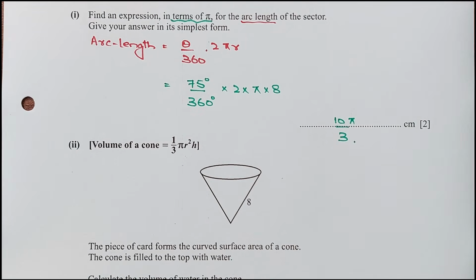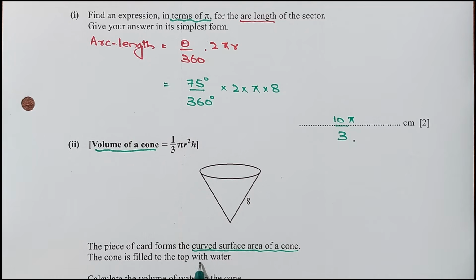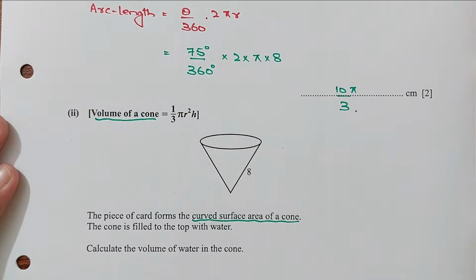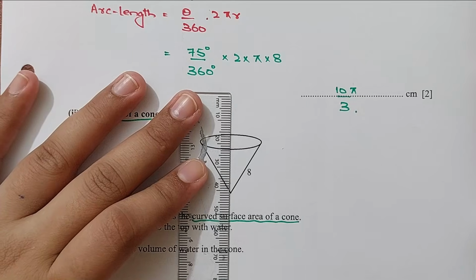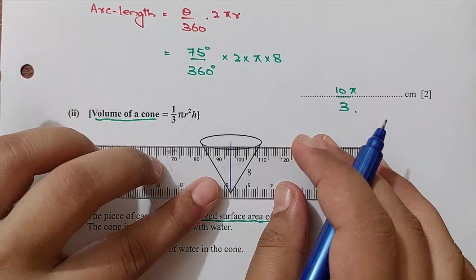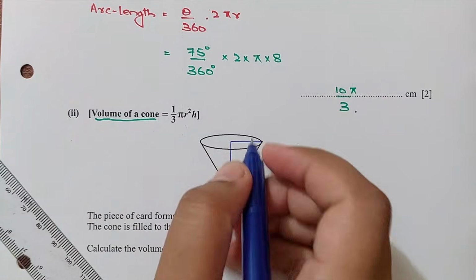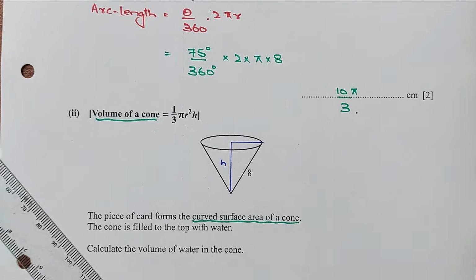Now for the second part, the volume of a cone formula is given. The piece of card forms the curved surface area of a cone. The cone is filled to the top with water. Calculate the volume of the water in the cone. Okay, the piece of card makes a curved surface area. So if we have to solve for the height, let me solve for the radius first. This is the radius and this is the height, right?